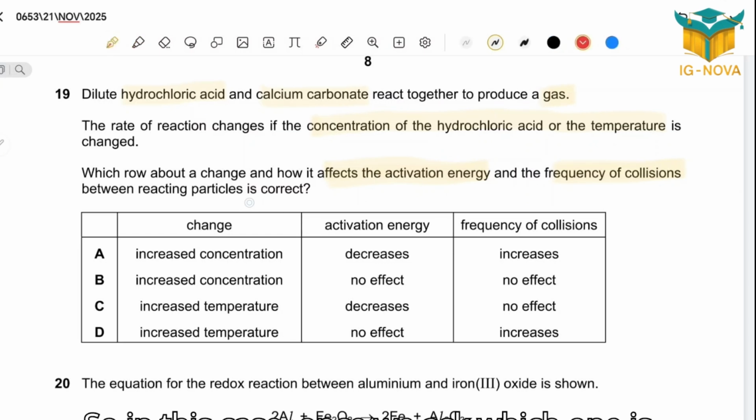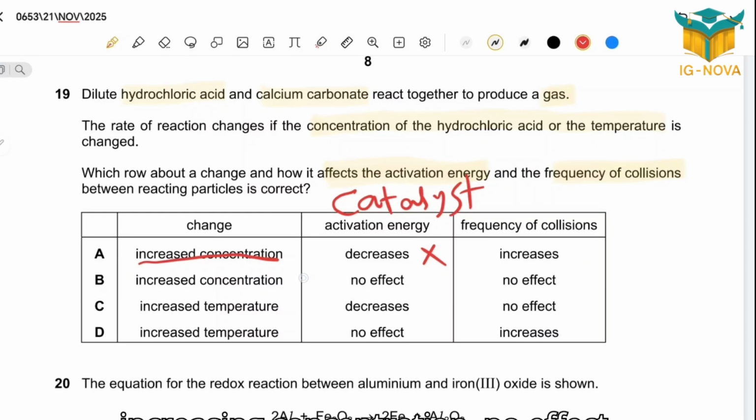In this case, once we ask which one is correct, we do trial and error. Check the first one. When we increase concentration, what happens to activation energy? It doesn't change. Why? Because the only thing that affects activation energy is a catalyst. Here we have no catalyst, we just changed concentration. So activation energy won't be changed by concentration. So of course A is the wrong answer.